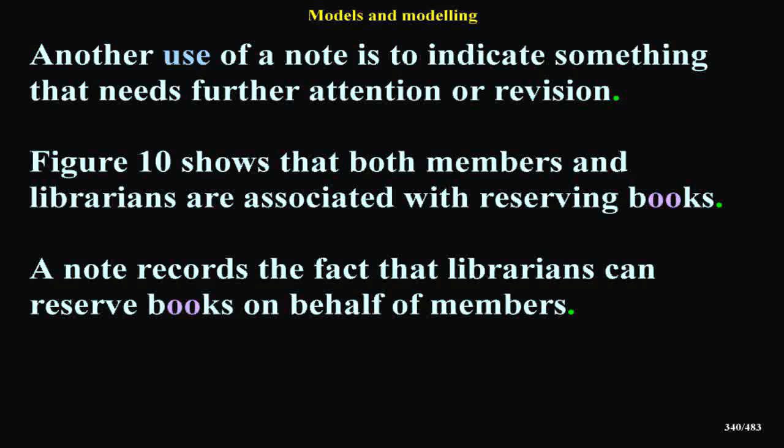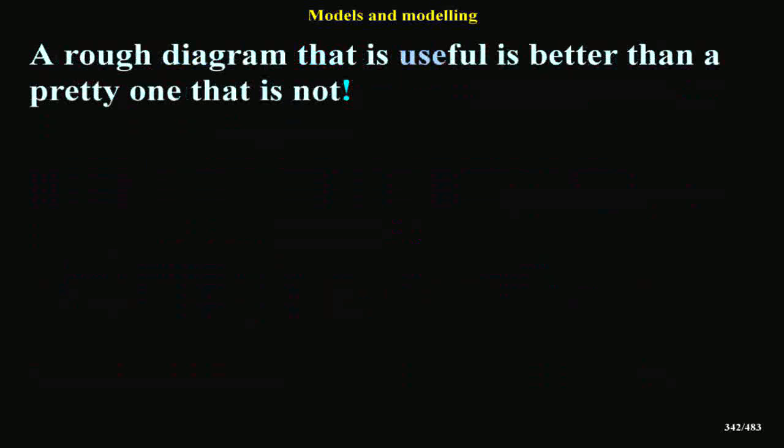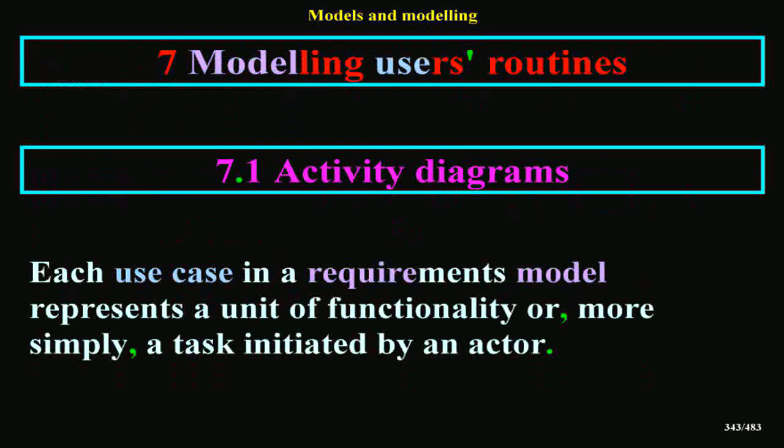A note records the fact that librarians can reserve books on behalf of members. At some future point, once you have learned more about the library, you will need to revise the use case diagram. In reaching your answer, you might have gone through several iterations. This is to be expected. You should focus on getting a useful result. A rough diagram that is useful is better than a pretty one that is not.